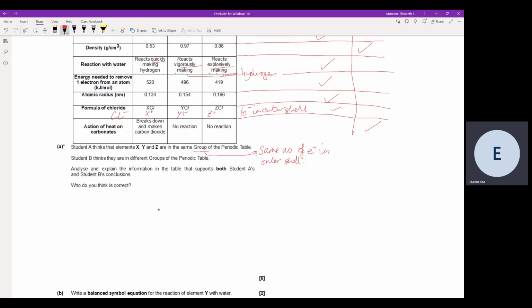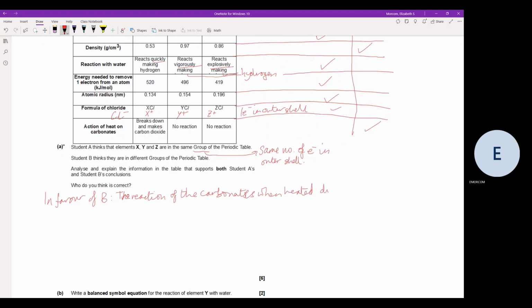So student B, let's write in favor of B. The reaction of the carbonates when heated does not show a clear trend, and nor does the density data.